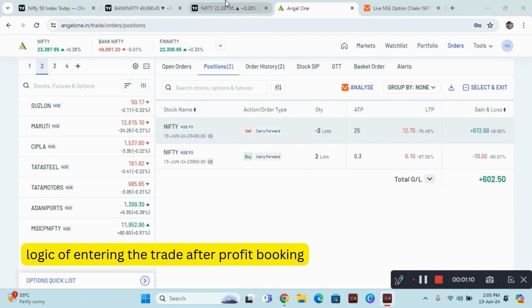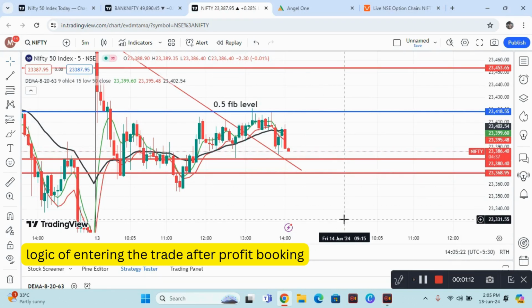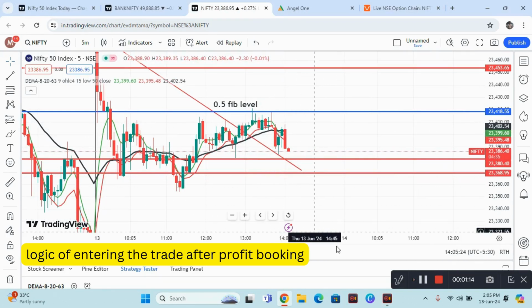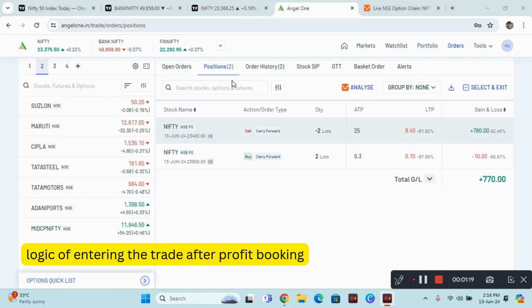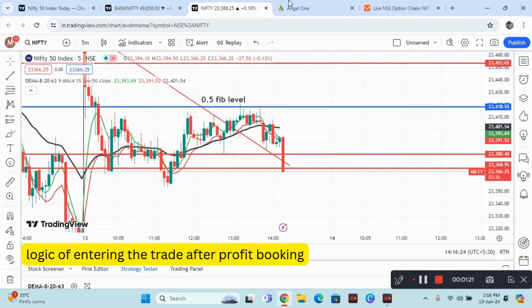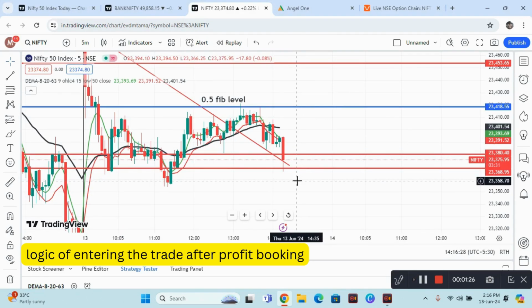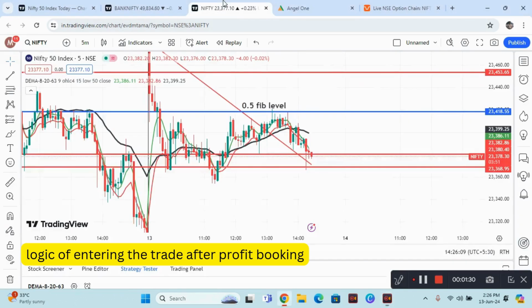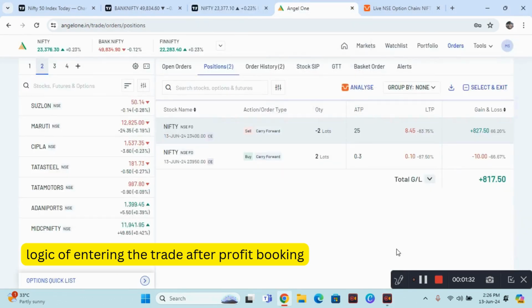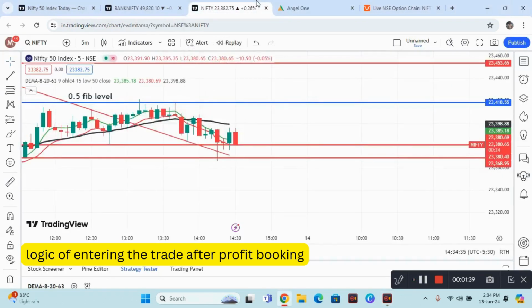Look, friends, it's showing us a profit of 600 rupees, because the market is going in our direction. I will wait for some more time. Friends, it's showing us the profit of 800 rupees, because the market is moving in our direction. Look, friends, now we got the profit of 900 rupees, because the market is going in our direction.